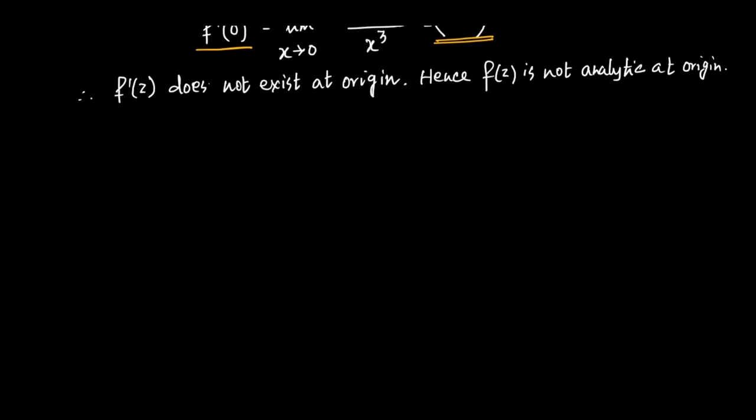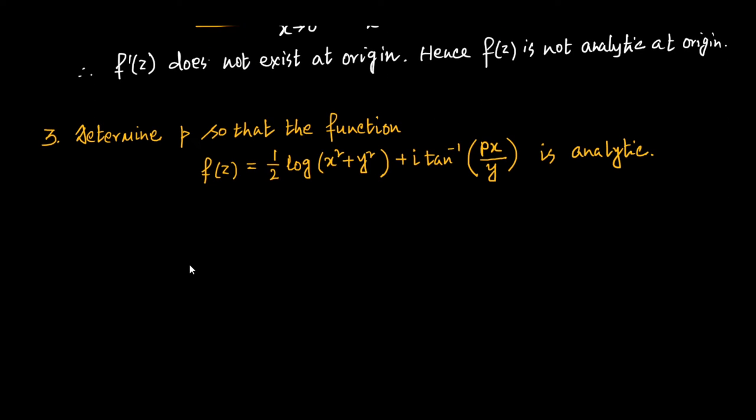Now let us see what is our next problem. Determine p so that the function f(z) is equal to half into log(x square plus y square) plus i tan inverse(px by y) is analytic. Fine, this is a pretty simple problem. The function is analytic means Cauchy Riemann equations will be satisfied. Here we have only one unknown, that is p, so we will select any one of the two Cauchy Riemann equations, and we will equate the two partial derivatives, and in that process we will find out the value of p. That is the line of solving the problem. So let us do it.